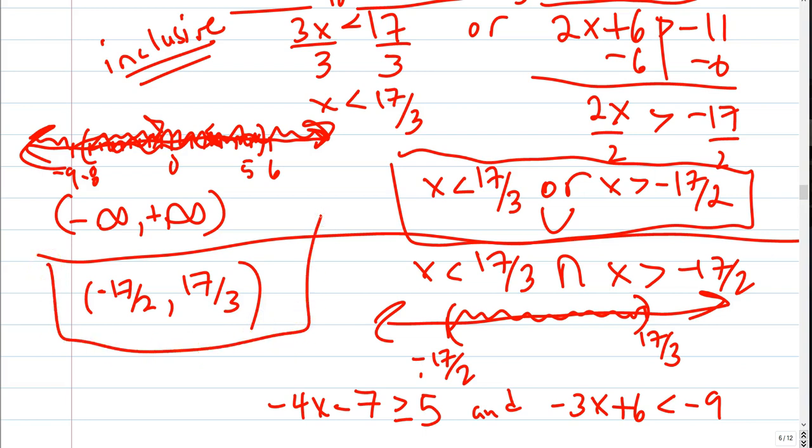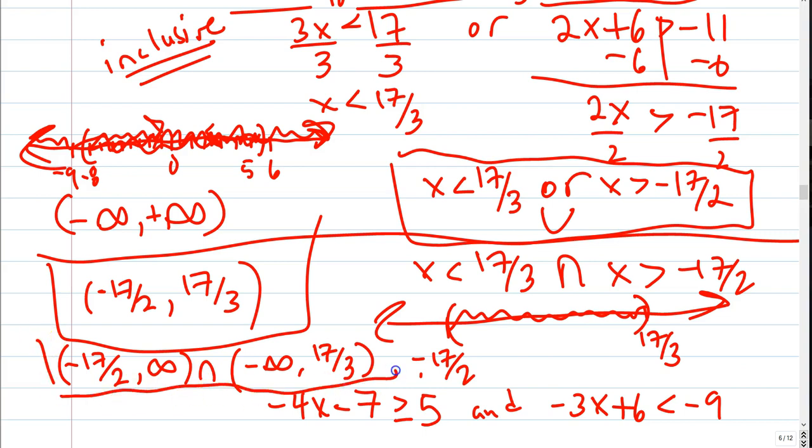The book will sometimes go, okay, go from negative 17 halves to infinity, to the right forever. Go from negative infinity to 17 thirds, but only keep the overlap, so then they'll put an and in the middle. Either of those are fine. I prefer the one on the top. The homework, I think, sometimes does the bottom one. Whatever you're most comfortable with, I'm fine. Either of those are correct.